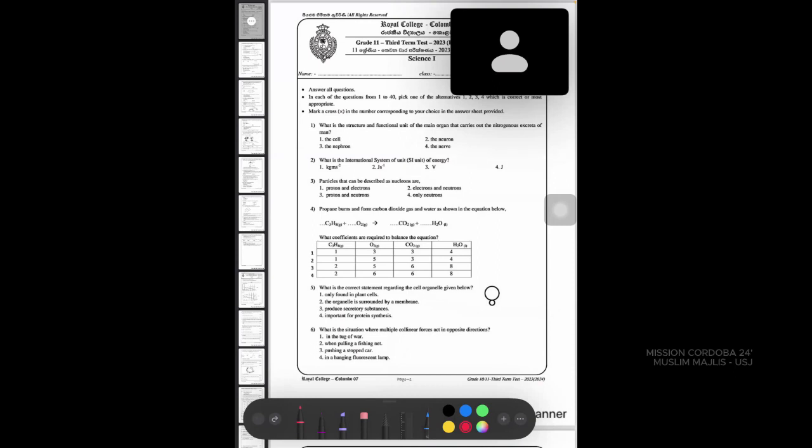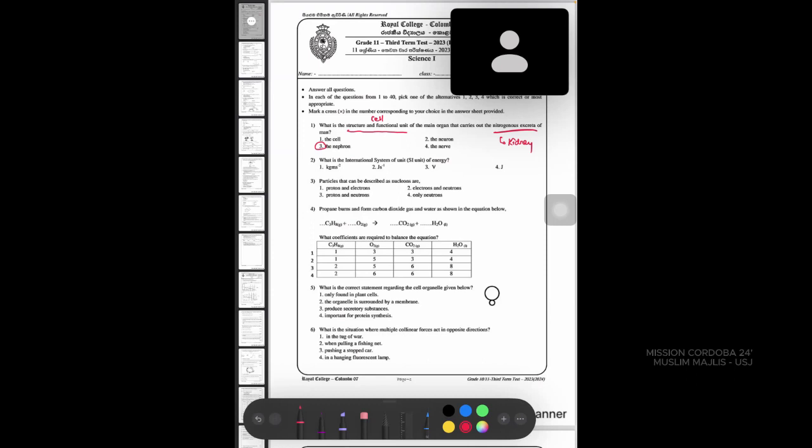Right. What is the structural and functional unit of the main organ that carries out nitrogenous excretion of man? Right. So here, what are the key things that we need to know in the question? Structural and functional unit. So the structural and functional unit of life is known as the cell. The organ that carries out nitrogenous excretion is normally the kidneys. So the question is asking, what is the type of unit that we can find in the kidney? The nephron. So the first answer is nephron.